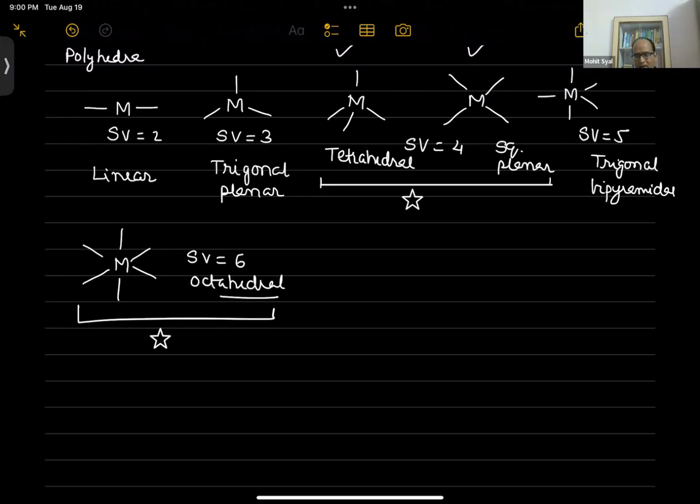Tetrahedral or square planar, that is if the secondary valency is 4, with 4 groups present within a square bracket. Or 6 groups, 6 ligands present within a square bracket, the shape of the coordination polyhedra is known as octahedral. Got it? I hope it is clear. These three you must remember.